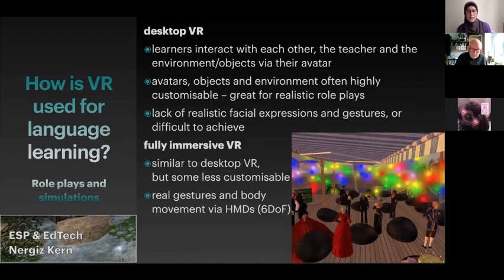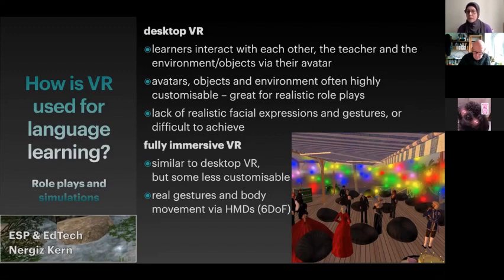In desktop VR, learners, again, interact with each other, the teacher and the environment and objects via their avatar. So you're represented by your avatar. As you noticed in the 360-degree videos, there is no avatar. It is as if you are looking into the scene. You have no avatar that represents you. But in desktop VR, you interact with the environment and with others via your avatar. The great thing about desktop VR with avatars is that whether it's the avatars, the objects, or the environment, they're highly customizable, which is great for realistic role play.